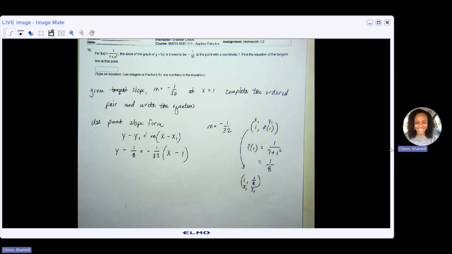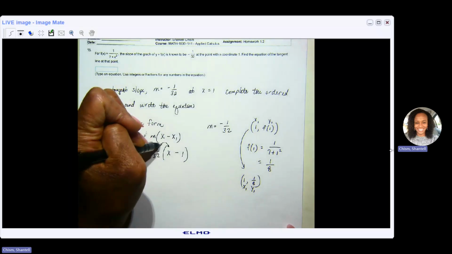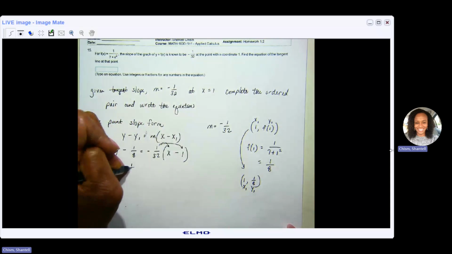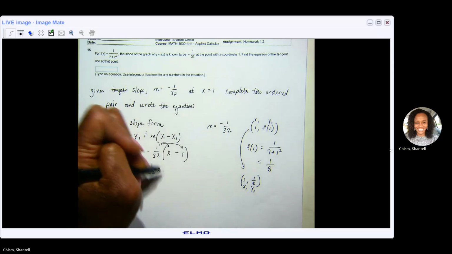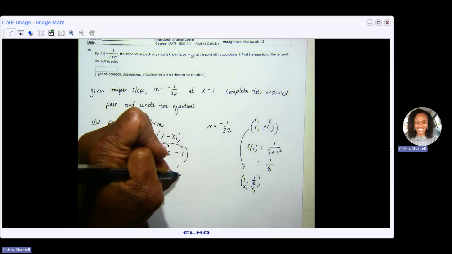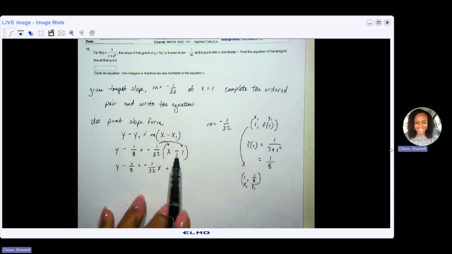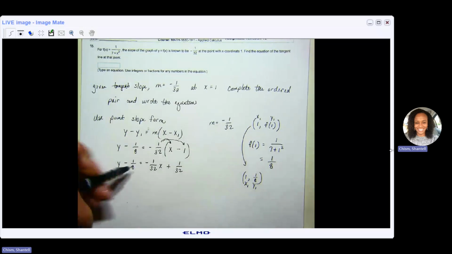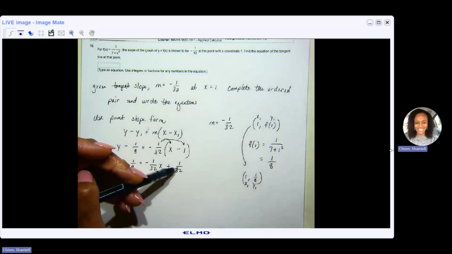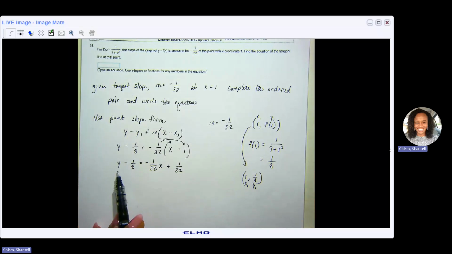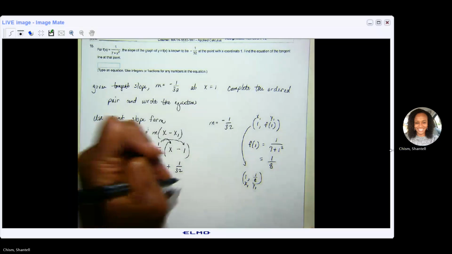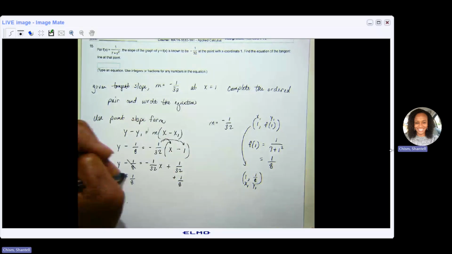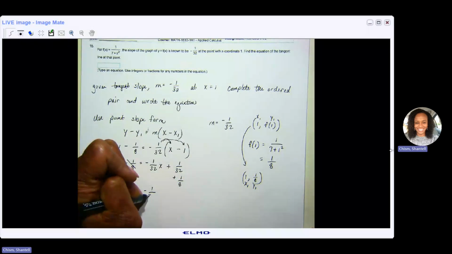But if you did want to clean it up, then you would use the distributive property and you would have y minus 1 over 8 equals negative 1 over 32x plus 1 over 32. And that's just where I had a negative times a negative. That's how that became plus. And then I would take that negative 1 over 8 over to the other side, because if I'm putting it in slope-intercept form, then this is supposed to be y equals. It's supposed to have y by itself over here. So I would say plus 1 over 8. It cancels there, and I have y equals negative 1 over 32x.